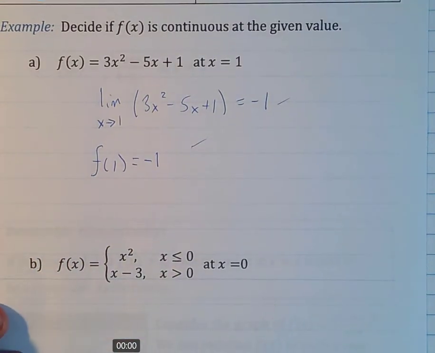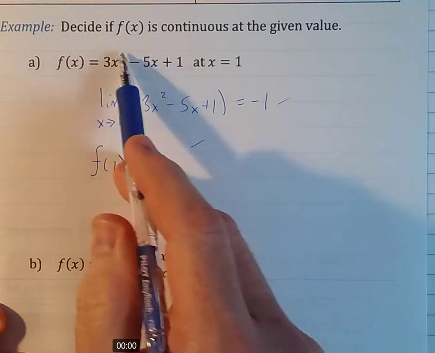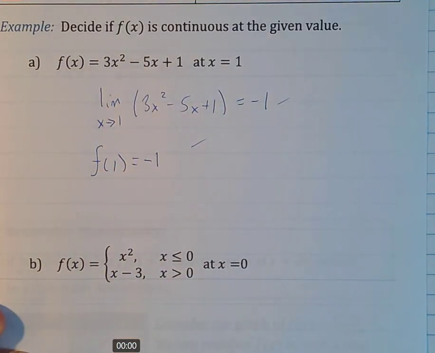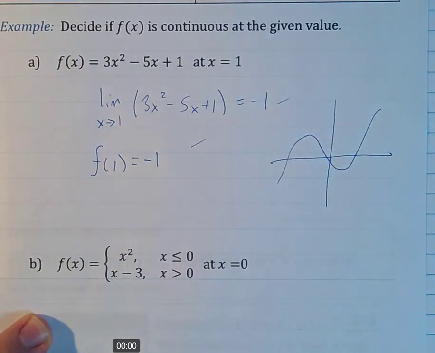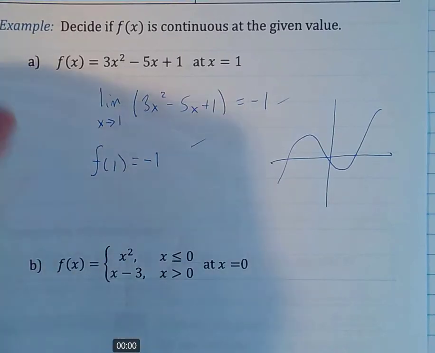And what you'll find is that with polynomial functions like this, it's going to be continuous everywhere. Polynomial functions are kind of those roller coaster functions that just have curves and valleys and hills and things like that. Those are continuous everywhere.